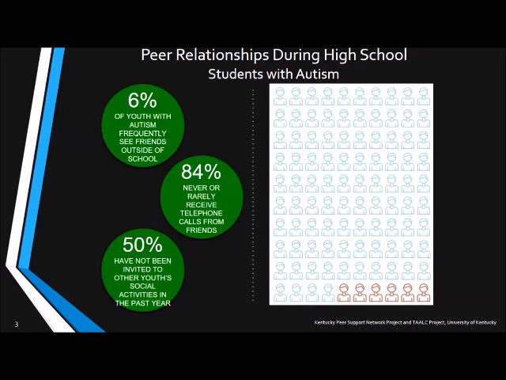So they haven't been invited, half of these kids, to a birthday party, to a football game, to any other activity outside of school. And those are the things we want to see improve with the peer support project, as well as increasing communication. That's going to help with that considerably.